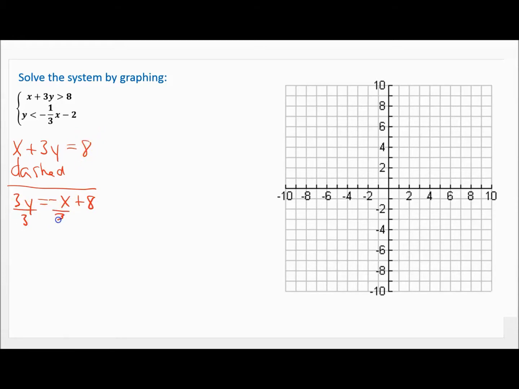Divide everything by 3 to get that y by itself. So I have negative 1/3. Remember, there's a secret 1 in front of that x. X plus 8/3. Well, pooh, you know why? Because I can't graph 8/3. Now, I can do it here, but y'all, if you're doing homework online or using some sort of computer algebra system, you may have trouble graphing these fractions. Okay, so what can we do?